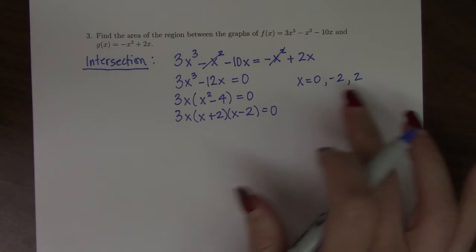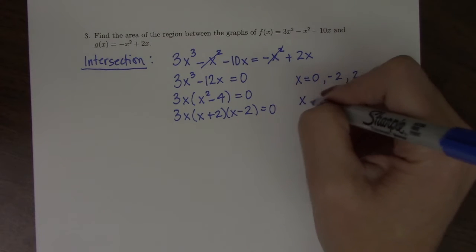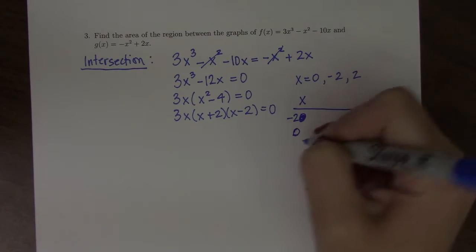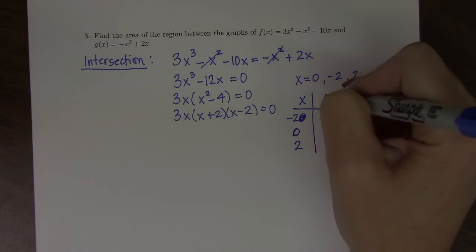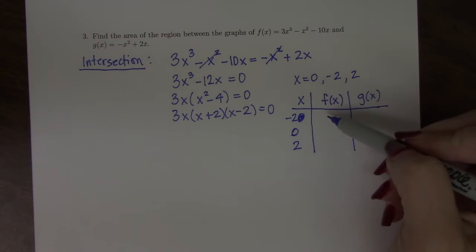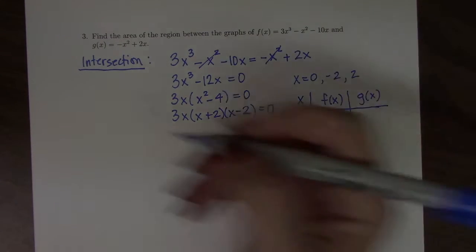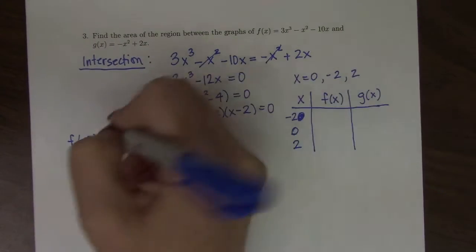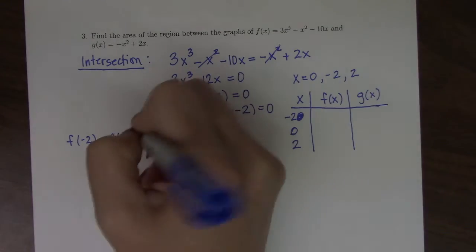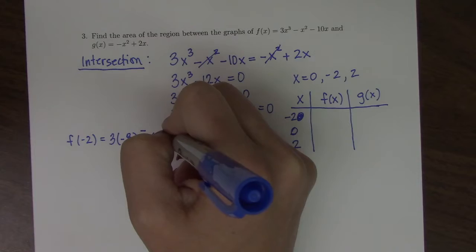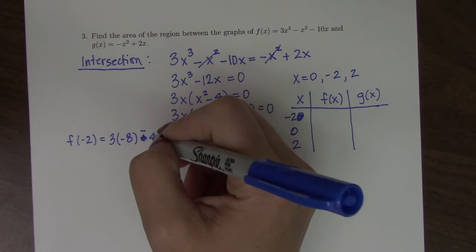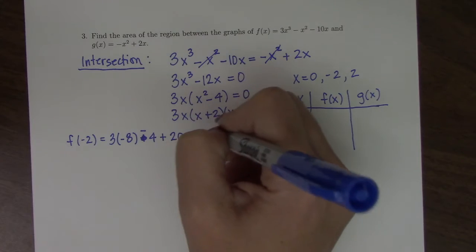Now I need to see which one's bigger where. So I'm going to set up a table, and I'm going to put these x values in numerical order. Then I'm going to evaluate f of x at each of those values and g of x at each of those values. If I plug negative 2 into f of x, f of negative 2 is going to be 3 times negative 8, plus 4, plus 20. So negative 24 minus 4 is negative 28, and negative 28 plus 20 is negative 8.